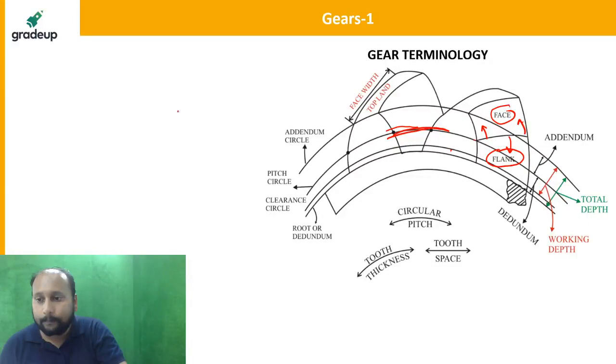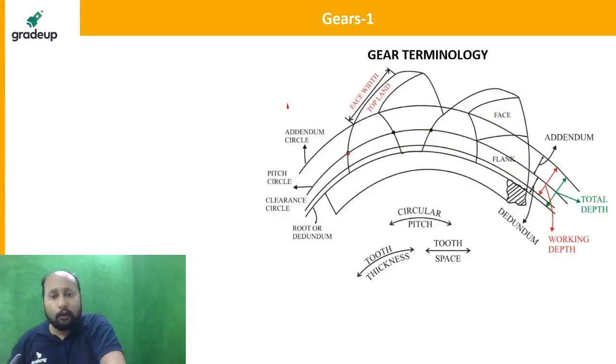Is that clear? Now, there is one more term which is called circular pitch. What is circular pitch? The circular pitch is basically the distance between two consecutive teeth. If I take this point and the similar point on the pitch circle, this arc distance is known as circular pitch. Is that clear?